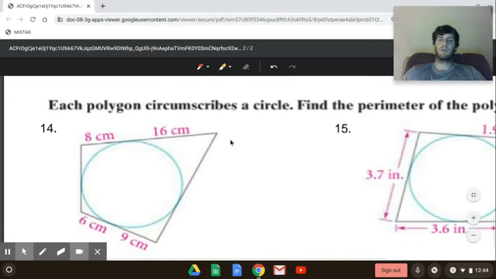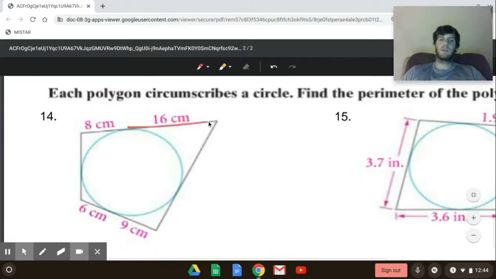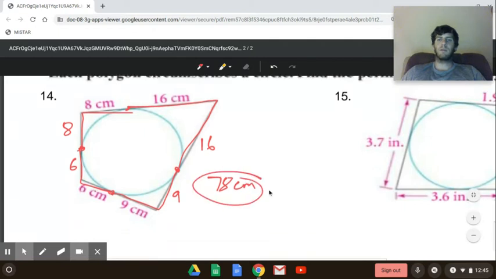Okay, same thing then for these. If this piece here is 16, this one here is going to be 16. This one to here is 9, so this one's also 9. 6 to 6. And then if this one's 8, this one is also 8. Then you can add those all up. 32 plus 18 is 50, 62, 78 centimeters. Just add up all the pieces for the perimeter.